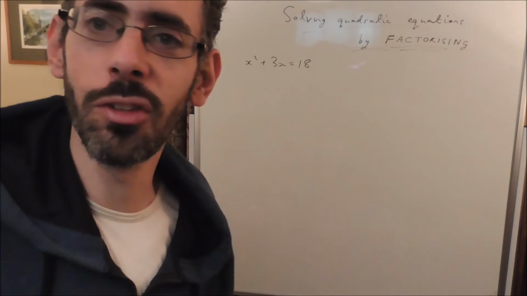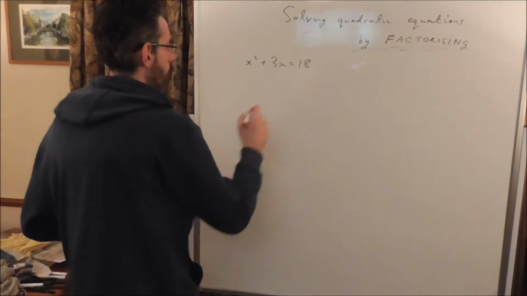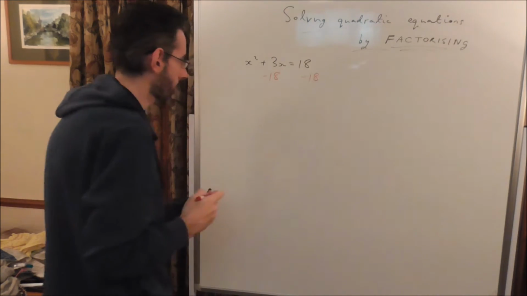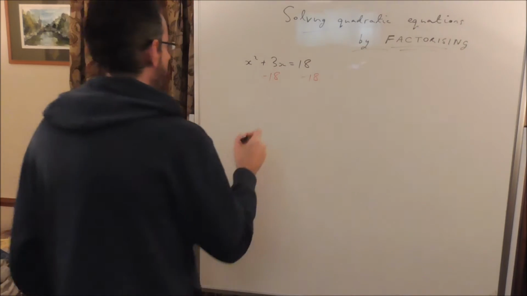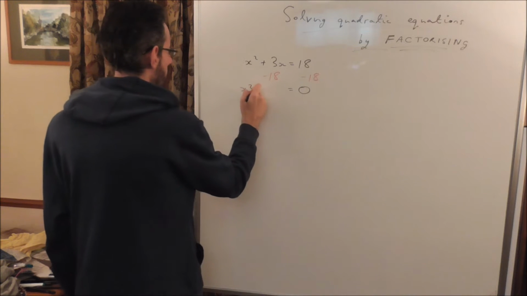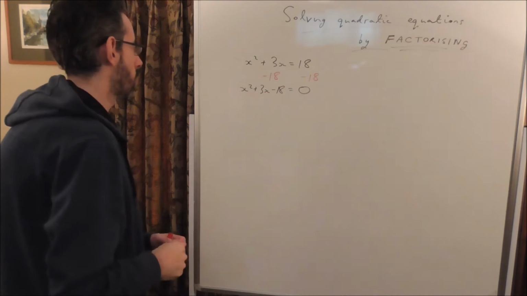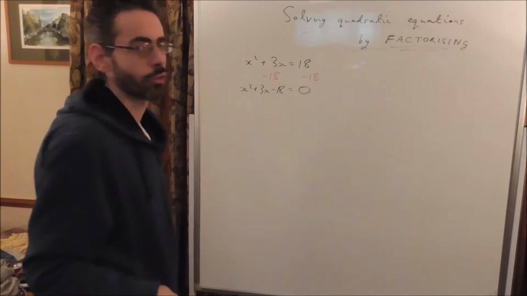So first step is you need to get 0 on one side of the equation. So to get 0 on this side, you can just take away 18. You can just do the same to this side, take away 18. So let's write down what we've got left on each side. On the right hand side we've just got 0, and on the left hand side we've got x squared plus 3x minus 18. So step 1 done, we've got 0 on one side, and then step 2 is to factorise the expression on the other side.